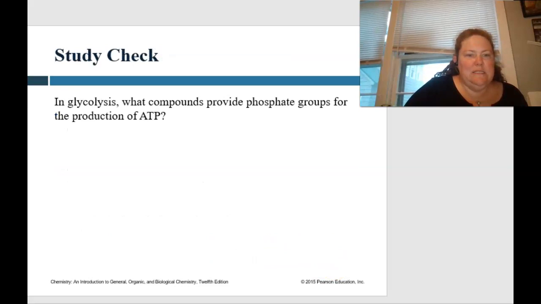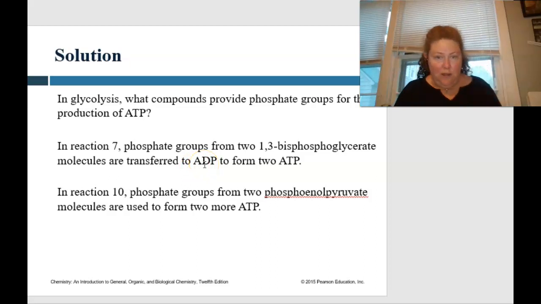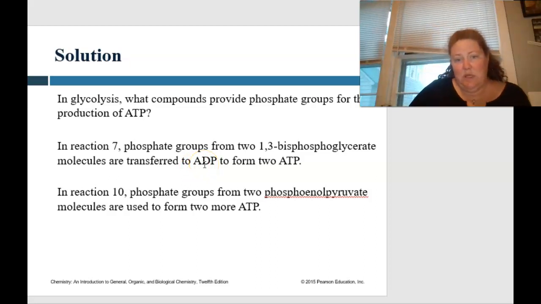All right, so let's check our study. In glycolysis, what compounds provide phosphate groups for the production of ATP? Pause me and come back. All right, so in reaction 7, the phosphate groups from 2 1,3-bisphosphoglycerate molecules are transferred to ADP to form 2 ATP. And then in reaction 10, phosphate groups from 2 phosphoenolpyruvate molecules are used to form 2 more ATP. Great job, you guys.